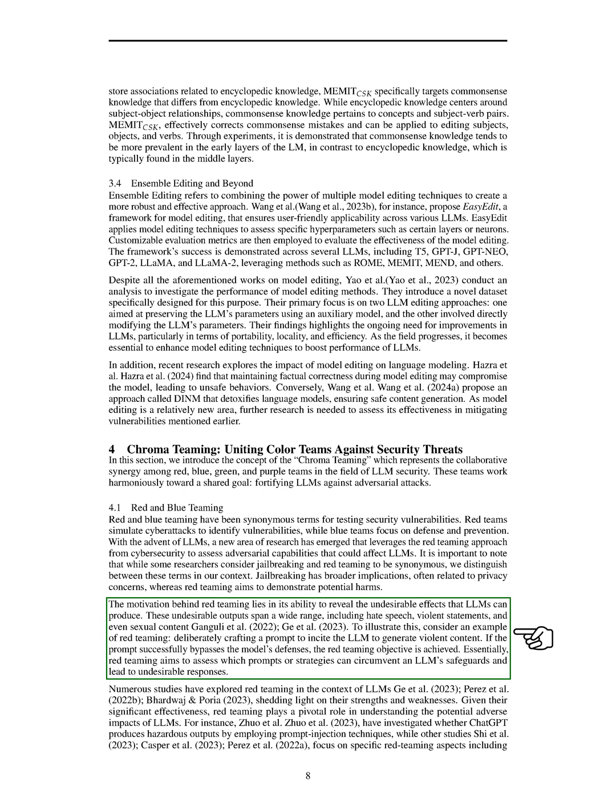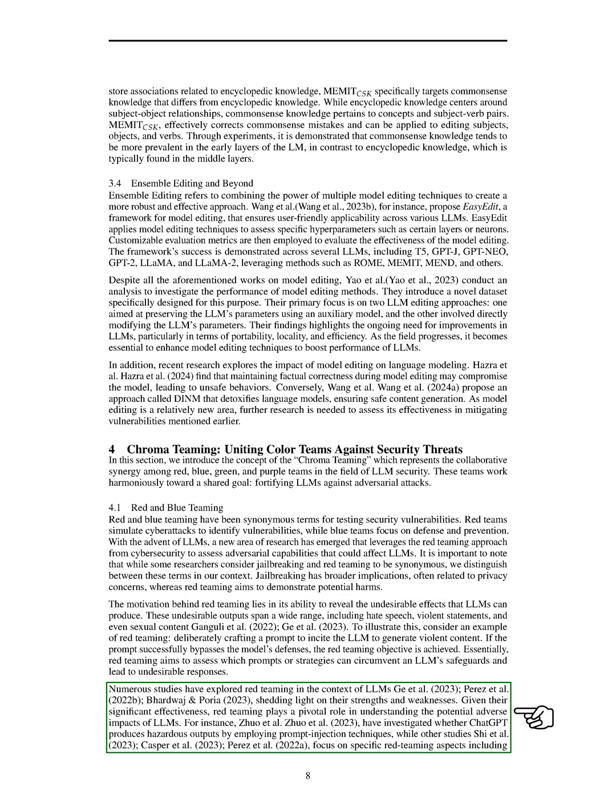The goal of red teaming is to uncover the negative outputs that LLMs can produce, which can include hate speech, violent statements, and inappropriate content. For example, a red teaming exercise might involve crafting a prompt designed to provoke the LLM into generating violent content. If the prompt successfully bypasses the model's defenses, the red teaming objective is met. Essentially, red teaming seeks to identify which prompts or strategies can evade an LLM's safeguards and result in undesirable outputs.